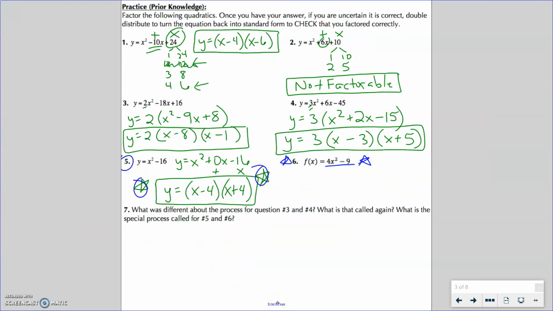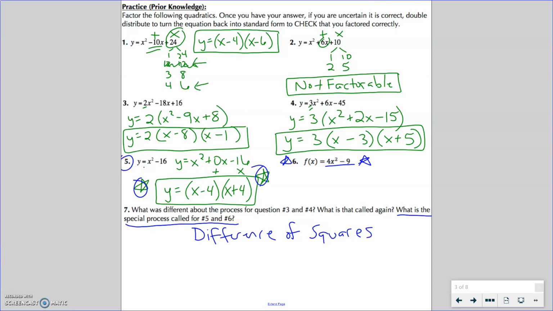Okay, so down the bottom for number 7, when it says, what is the special process called for numbers 5 and 6? The name of it is difference of squares. So here's what I mean by that. If you have 2 perfect squares, and they're being subtracted, you can factor them using this method. So let's look at number 5.